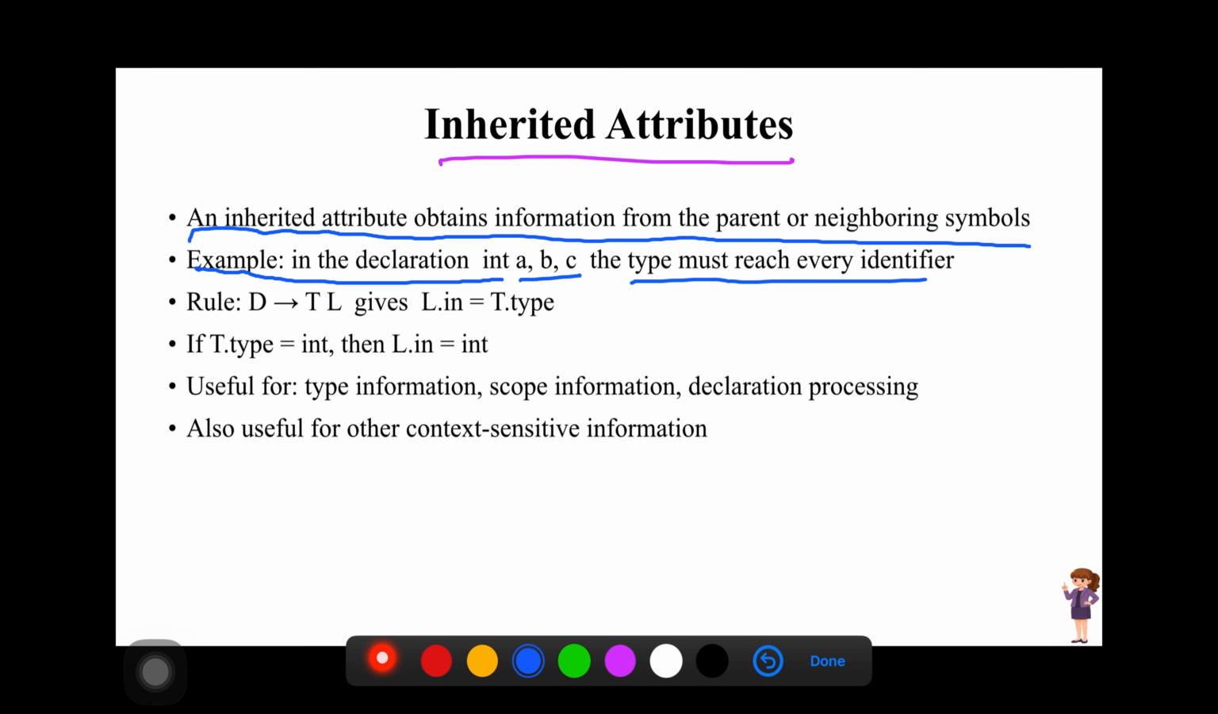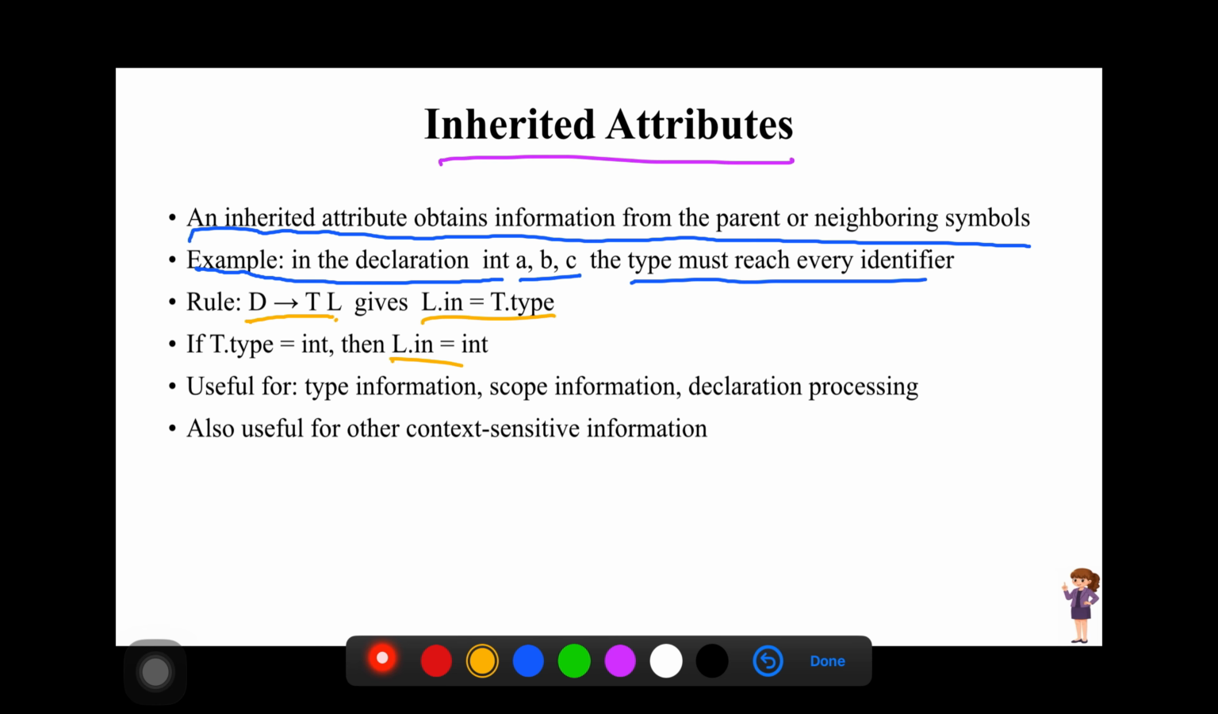Conceptually, we can represent this as D produces T L, where T represents the type and L represents the list of identifiers. If T.type equals int, then we can pass the information to L. L.in equals T.type. So L receives the information that the identifiers should have type integer. This is an example of inherited attributes.